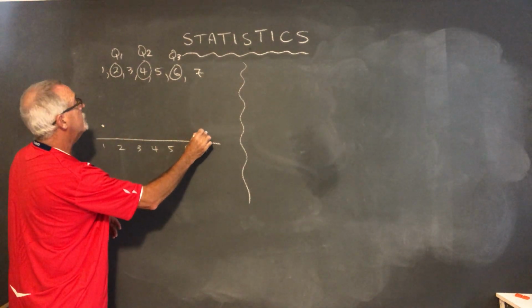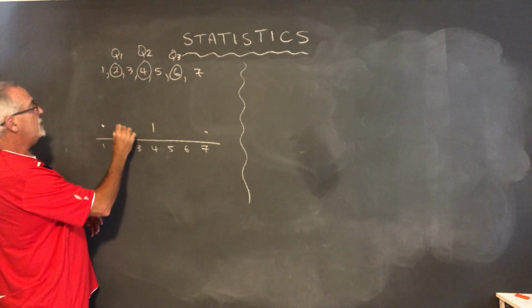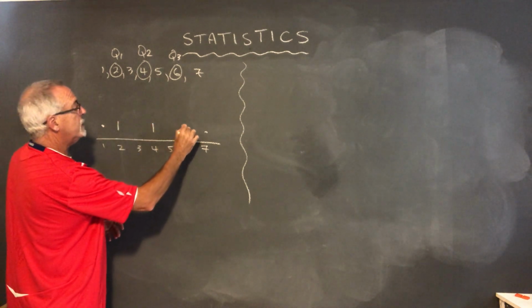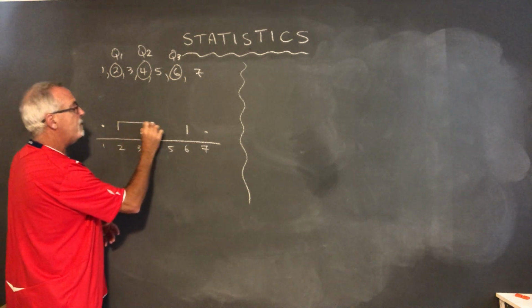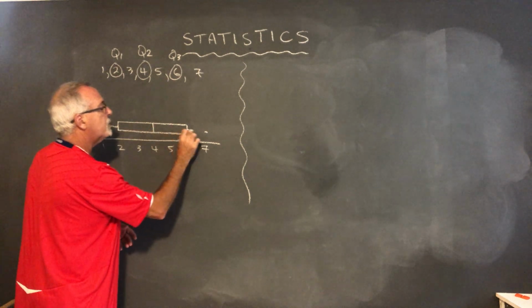The max is 7. The Q2, the median, is 4. The Q1 is 2. The Q3 is 6. We have a very symmetrical box plot, and we're not surprised.